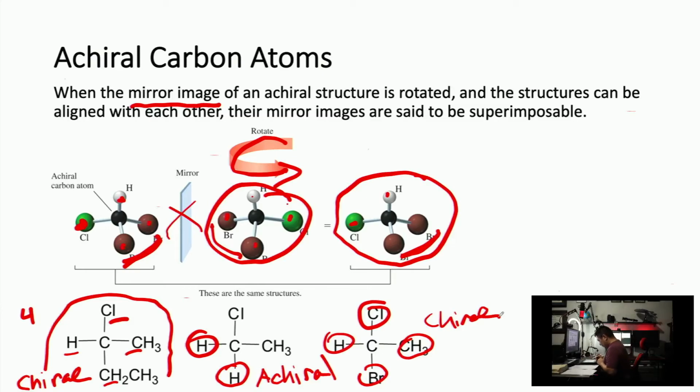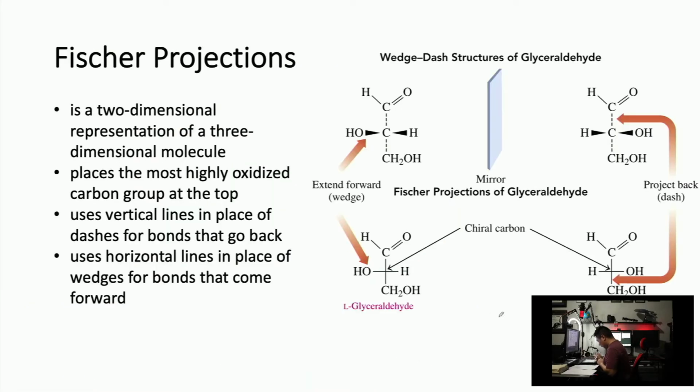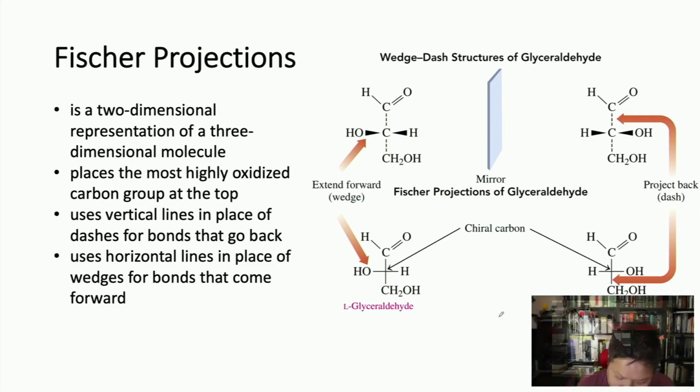So that takes us to talking about Fischer projections. Fischer projections are 2-dimensional representations of molecules, of any molecule, but specifically we're using Fischer projections here to represent our sugars, our carbohydrates that we're talking about.